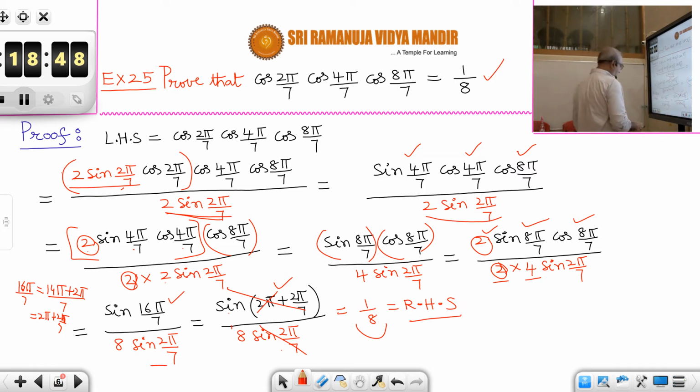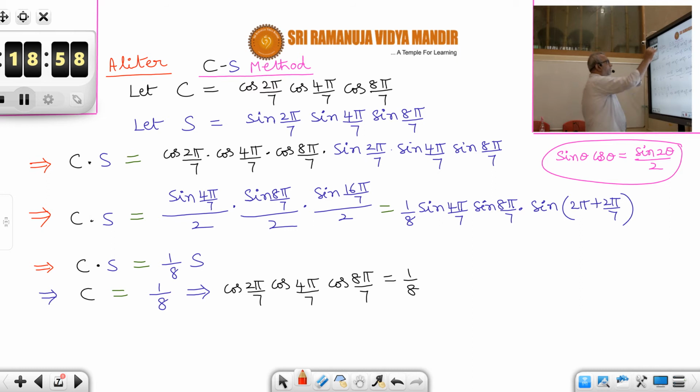Let us see the second method. Cos 2 pi by 7 into cos 4 pi by 7 into cos 8 pi by 7. Okay, let us go to the next page. Aliter. Aliter means alternative method. So this is called the CS method. Why is it called the CS method? Let us see. He wants the value of cos 2 pi by 7 into cos 4 pi by 7 into cos 8 pi by 7.